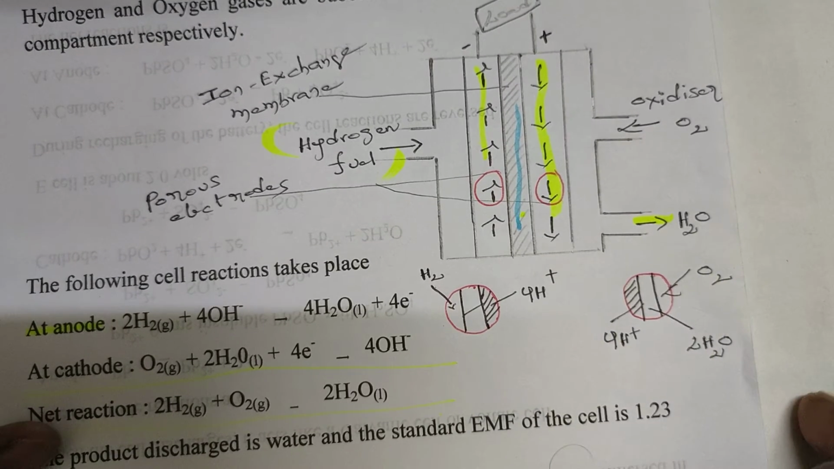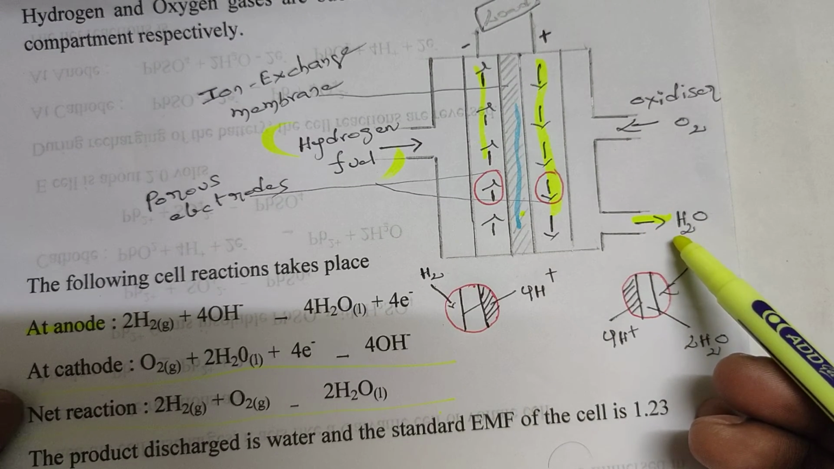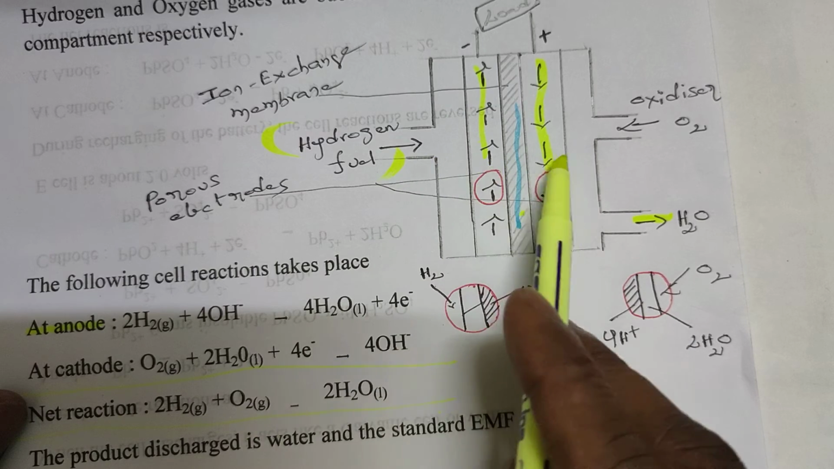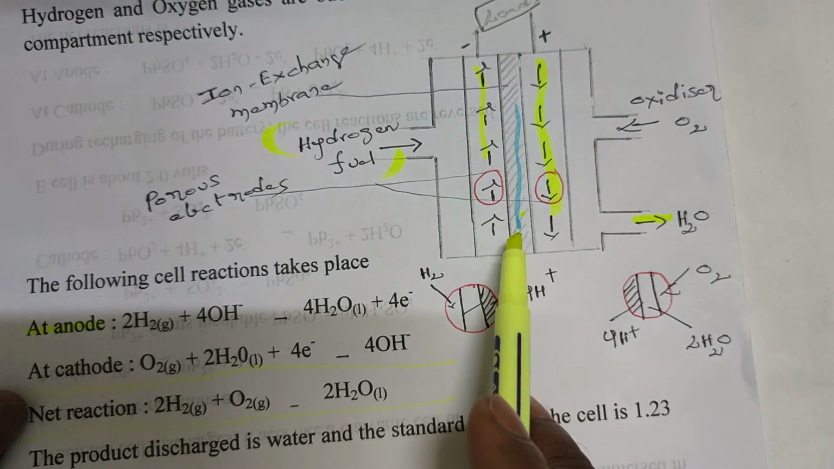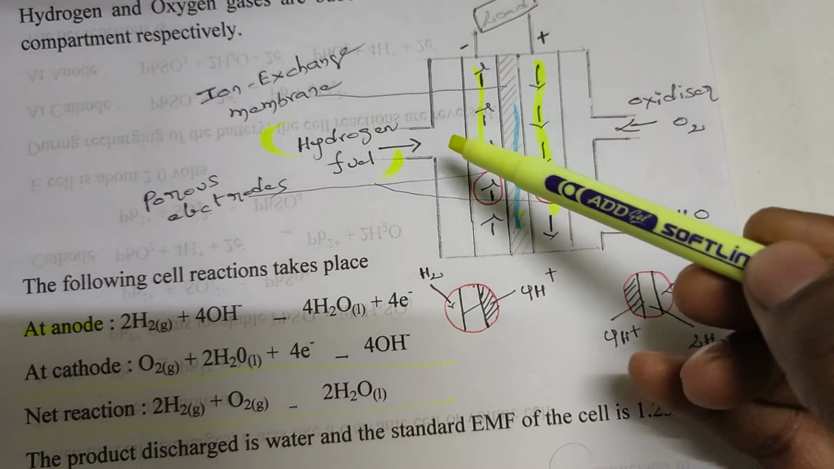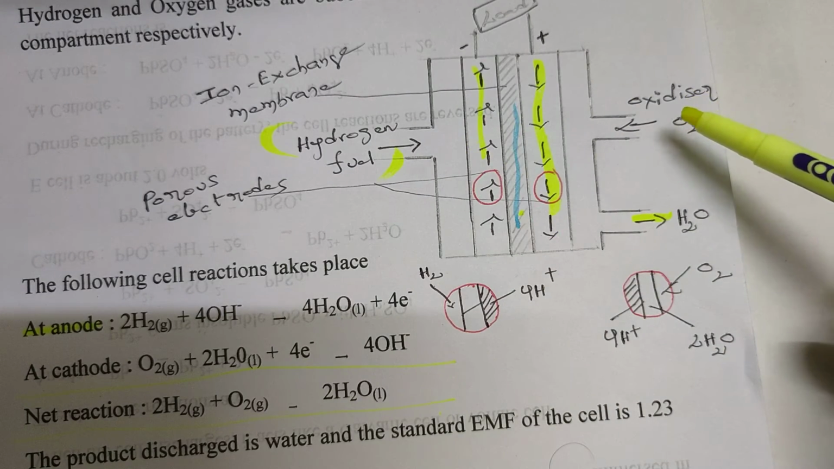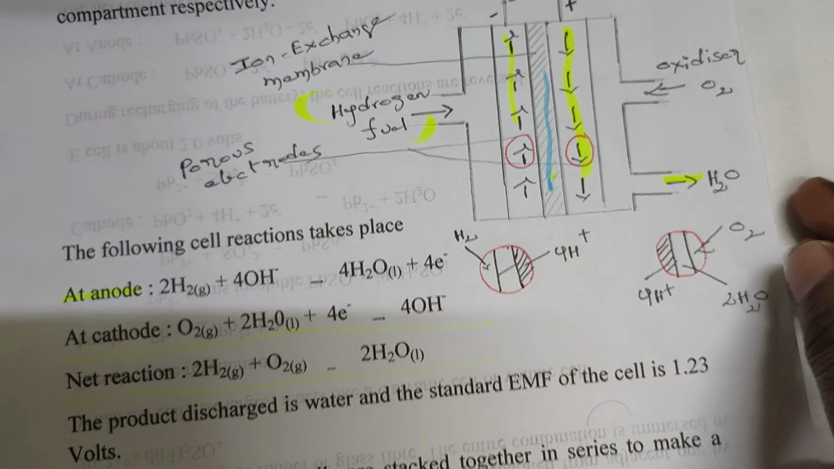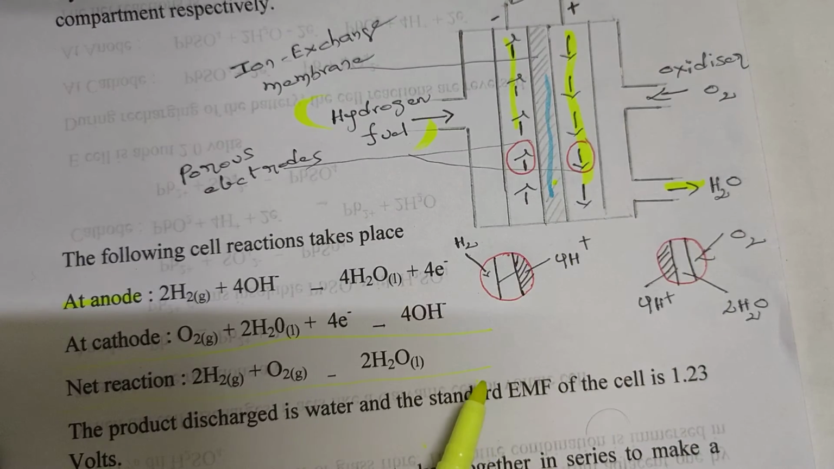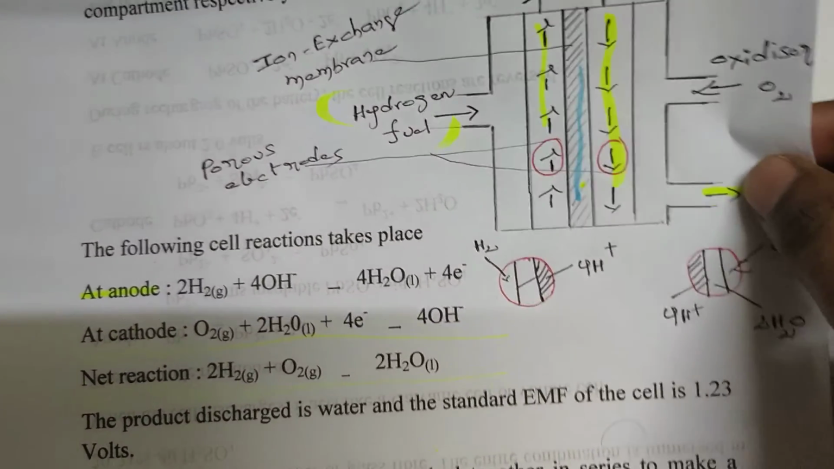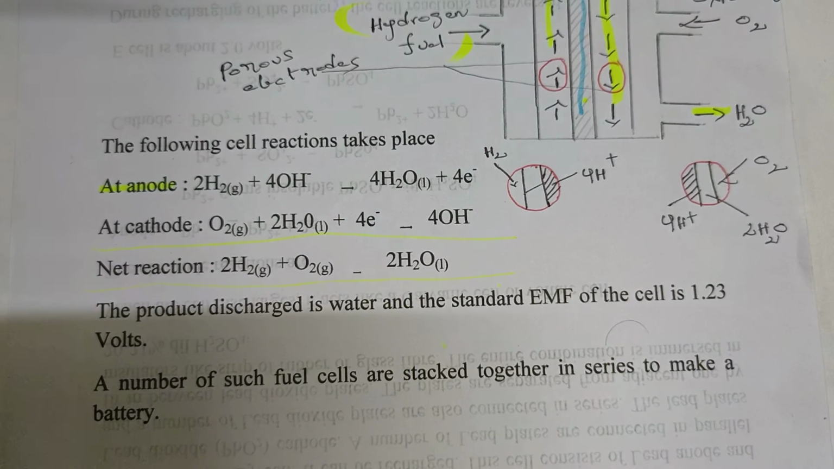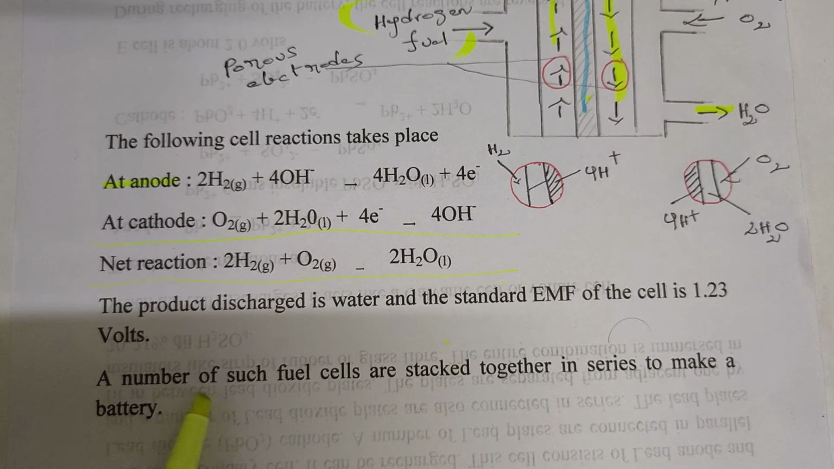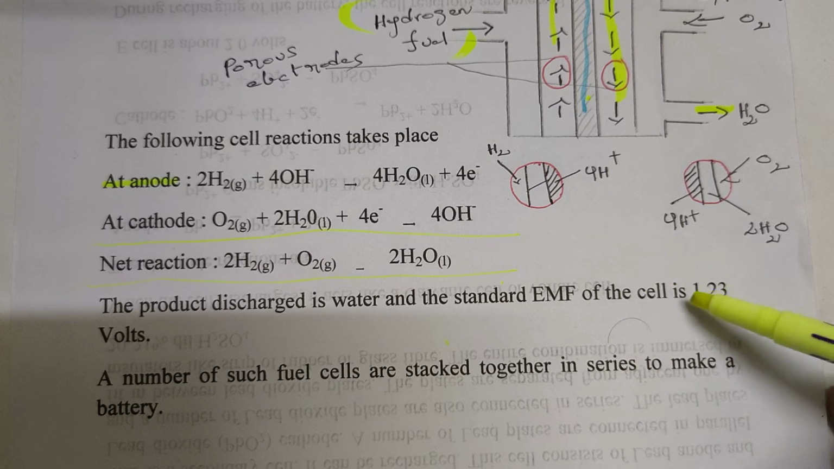Here the discharge is H2O. Through these porous electrodes, which are separated by an ion exchange membrane, we supply hydrogen gas and oxygen gas. Then there is a chemical reaction between H plus ions and O2 minus ions with the OH minus ions present in the electrolyte. So at anode and cathode these are the reactions. The product discharged is water, and the EMF of the cell is 1.23 volts.